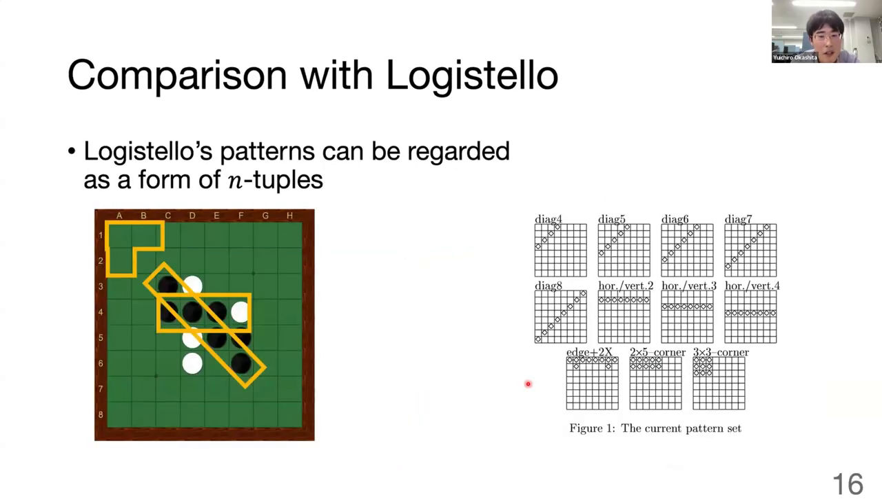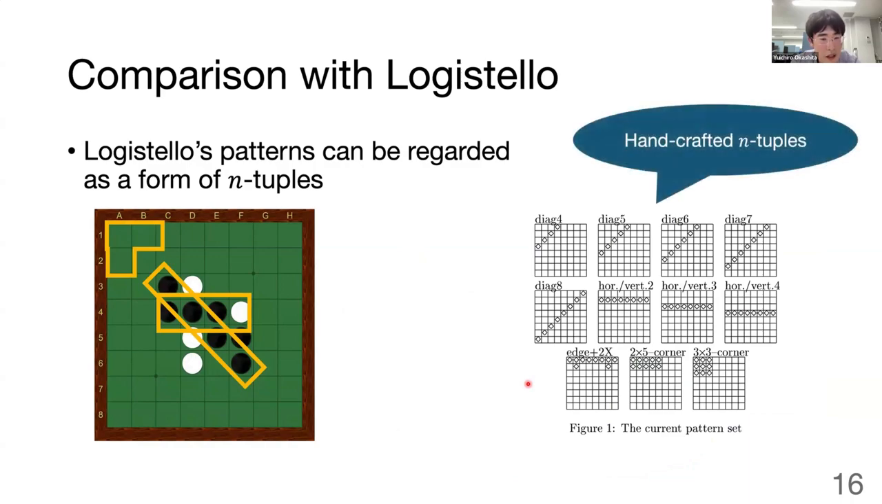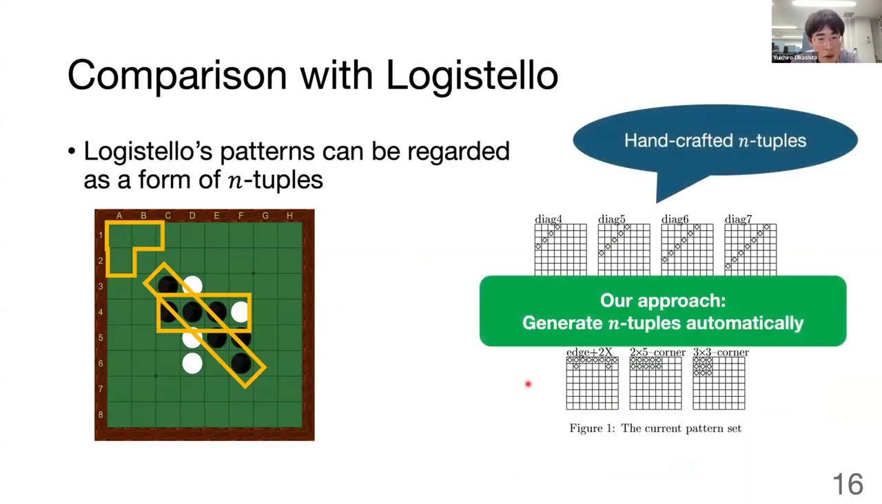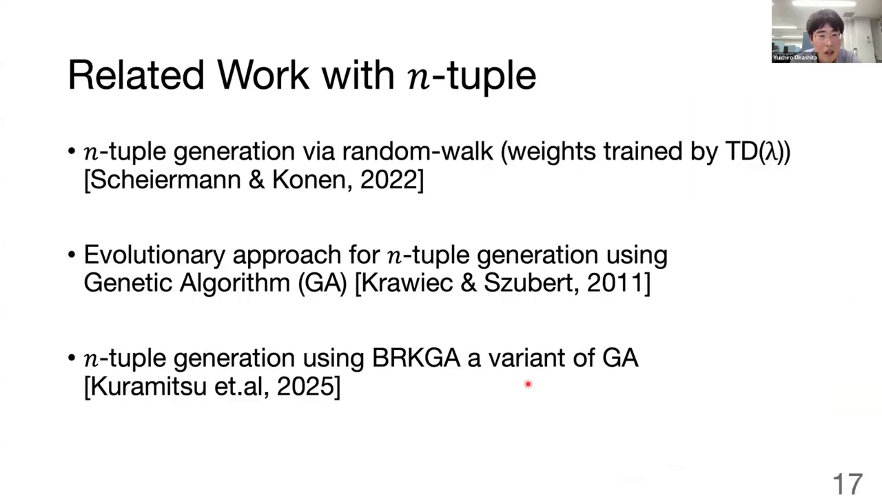As a point of reference, the logistic params we discussed earlier can be regarded as a form of n-tuples. The crucial difference, however, is that those params were handcrafted. In contrast, our approach is to generate the n-tuples automatically. Now let's move on to the related work.